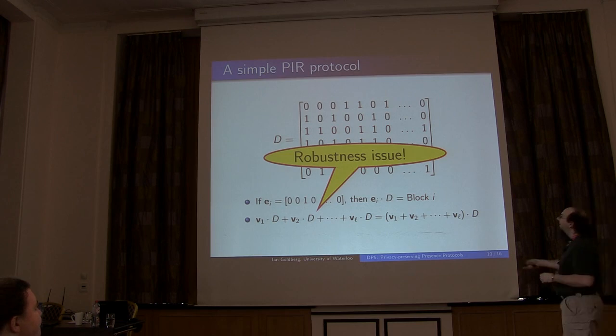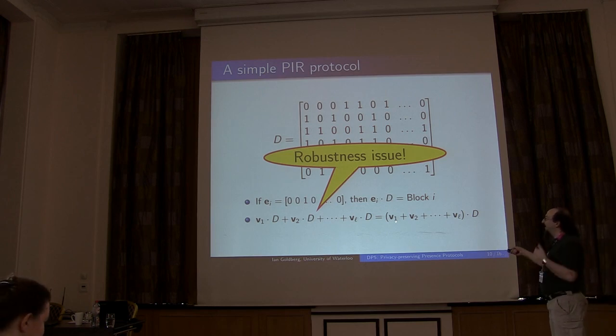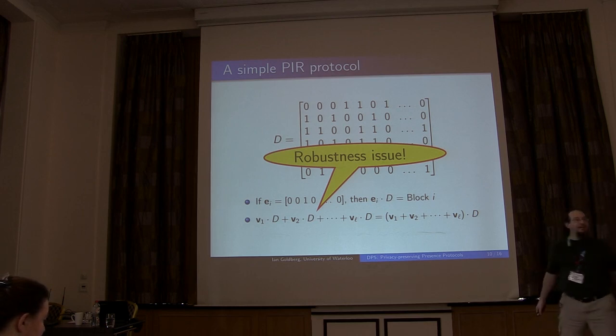So there are some issues with this 20-year-old scheme. For example, there's a robustness issue. What does that mean? If any of these servers is down or gives you the wrong answer, then you can't reconstruct the record you wanted. And worse, if one of them gives you the wrong answer, you can't even tell which one was cheating. Okay? So this actually was addressed about 10 years ago.